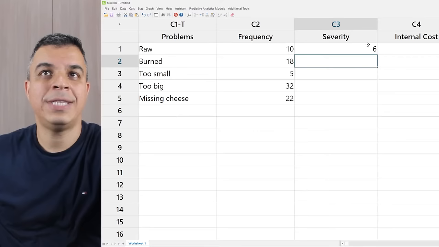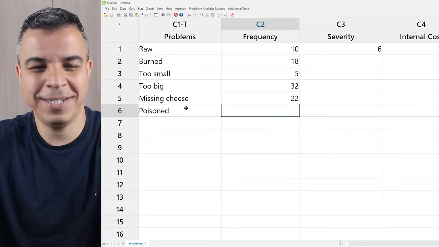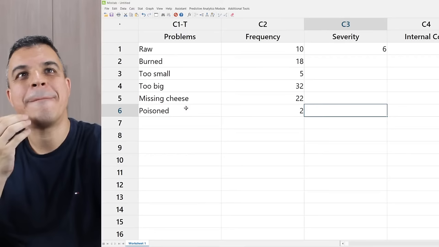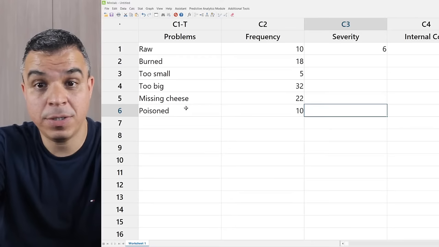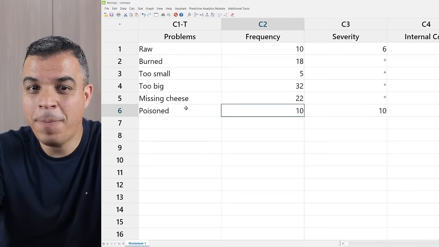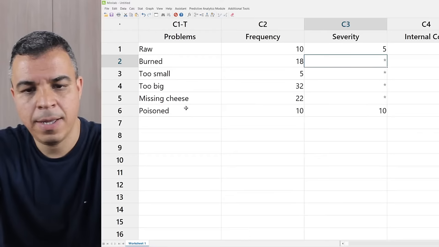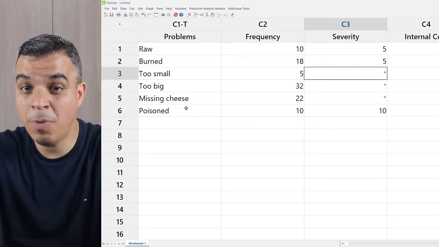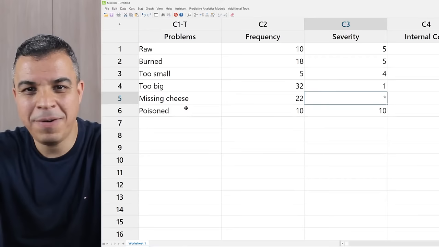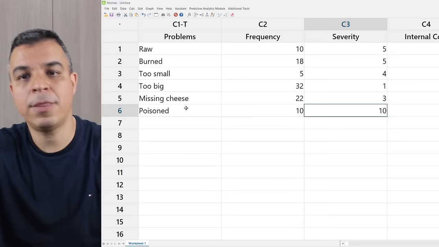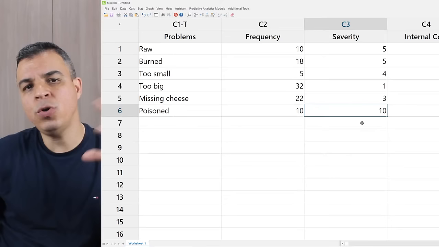And we can add here poisoned cheese bread, and let's say 10, because for poisoned, the severity is definitely 10. And if we compare poisoned versus raw, I would say that maybe raw is a 5. Burned cheese bread, maybe it's a 5. Too small, the customer will complain, but it's easy to substitute. Too big, maybe it's not a problem, so maybe severity is 1. And missing cheese, I would say it's a 3. So we have different severities.